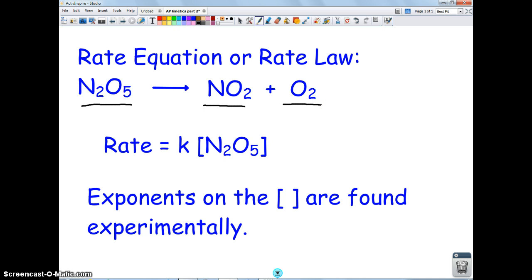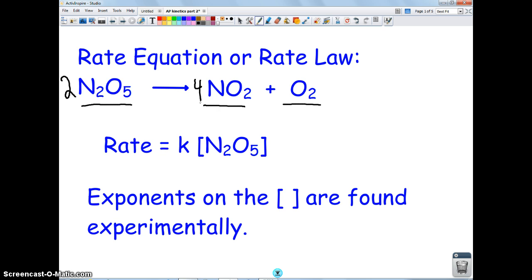The problem is right now, this is not a balanced equation. In order to balance it, we're going to need to put a 2 in front of this, a 4 in front of this. And now we have a balanced equation. We have 4 nitrogens, 10 oxygens, and 10 oxygens.